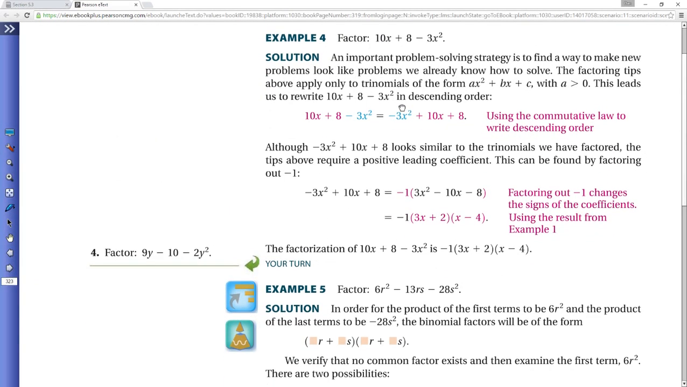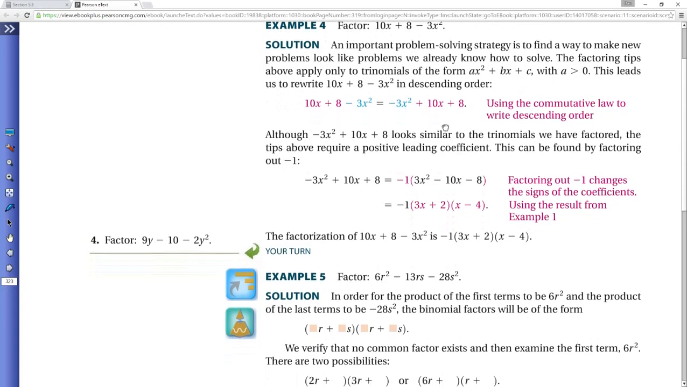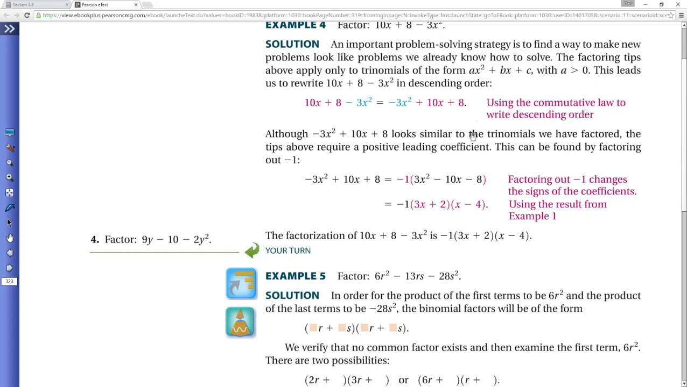So here's another example of 10x squared plus 8 minus 3x squared. Now, what's the first strategy we talked about, before they actually talked about it here, is put it in descending order of the terms of the polynomial. So this is first degree, 0 degree, second degree. So it should go second, 1, 0 degrees of the terms. That's what they mean by putting them in the descending order. Now we can do that because of the commutative law.